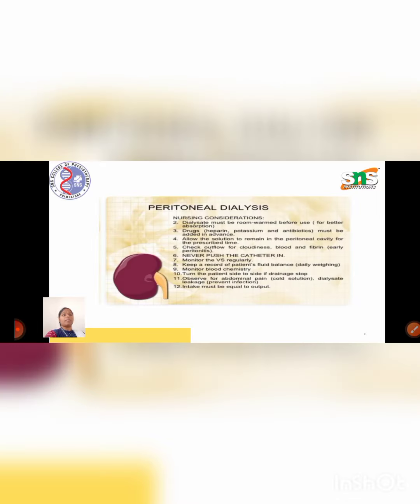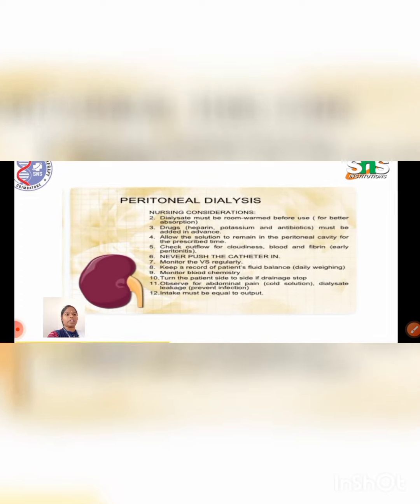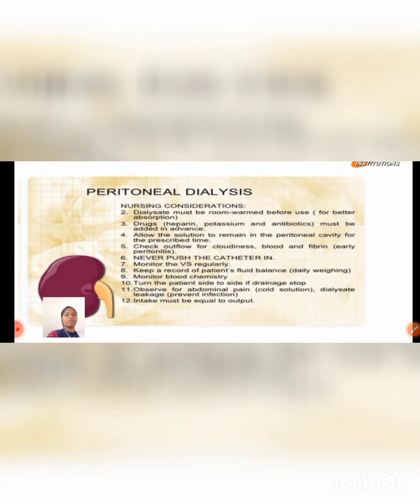Dialysis membrane. Peritoneal dialysis. The dialysate must be warmed to room temperature before use. Drugs, heparin, potassium, and antibiotics must be added in advance. Allow the solution to remain in the peritoneal cavity for the prescribed time. Check for clotting, blood in the fibers, nerve pulses, the catheter, and monitor the vital signs. Keep a record of the patient's fluid balance, daily weight, monitor the blood chemistry, and turn the patient from side to side.